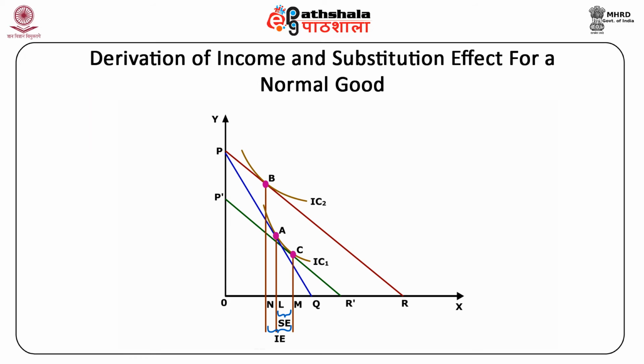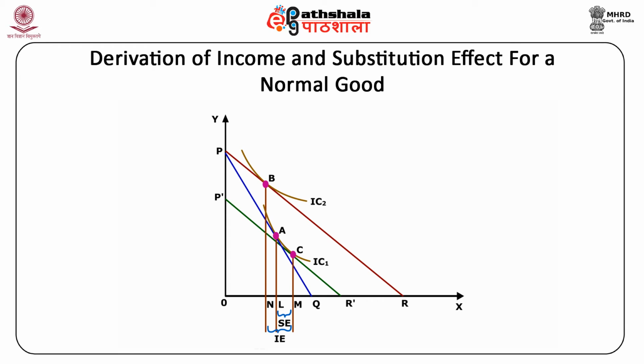The substitution and income effect of a price change is illustrated in the figure. With the given money income and prices, the consumer's equilibrium is shown at point A, where the indifference curve IC1 is tangent to the budget line PQ. With a fall in the price of commodity X, ceteris paribus, the budget line swells to PR and the new equilibrium is achieved at point B. This decrease in the price of X results in an increase in the real income or purchasing power of the consumer.